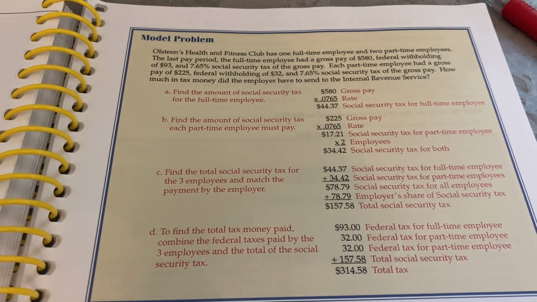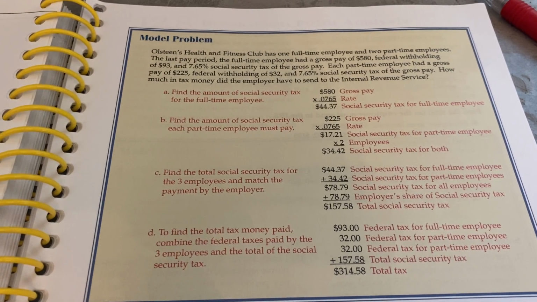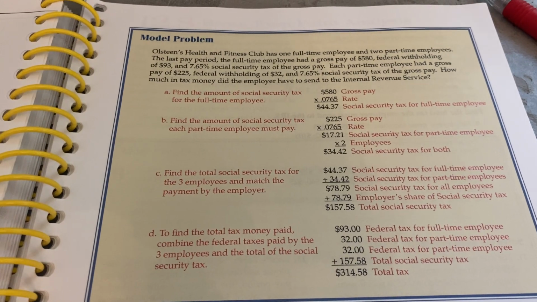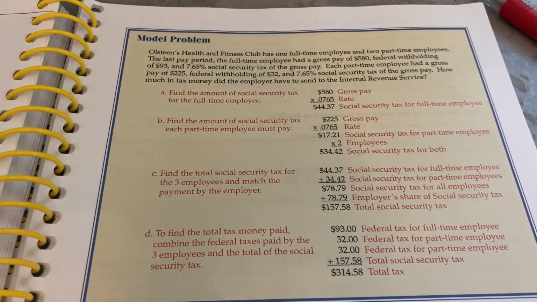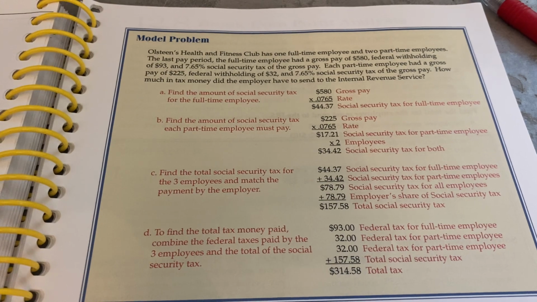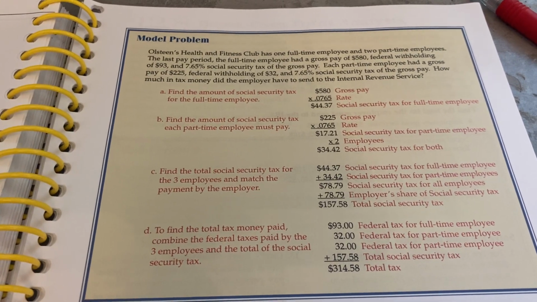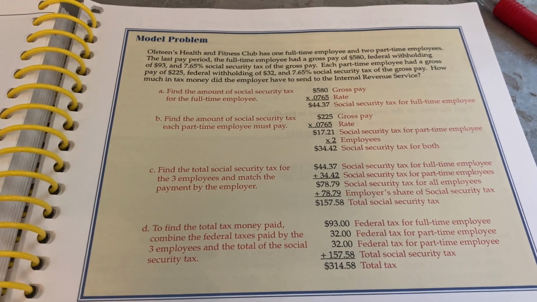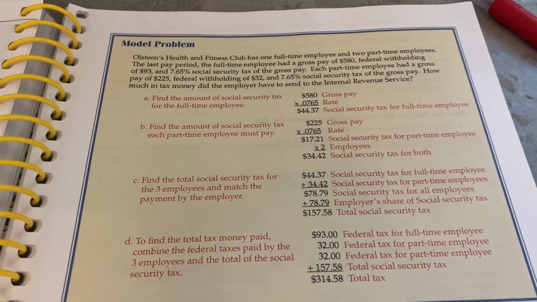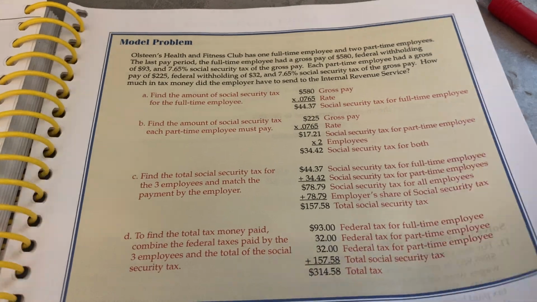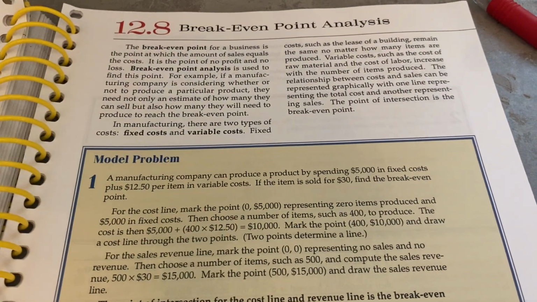To find the total tax money paid, combine the federal taxes paid by the 3 employees and the total. So you get $93 federal tax for the full-time employee, $32, and then your Social Security tax. The total taxes you're going to pay is $314.58. So anyway, you can go over that. And that's a model problem, a harder problem actually.